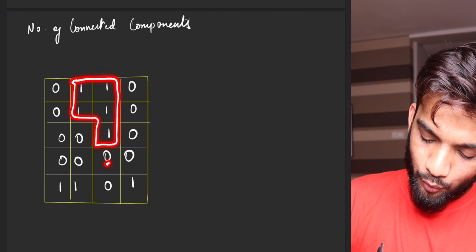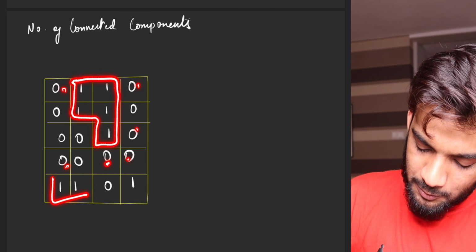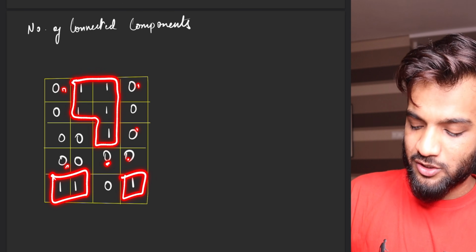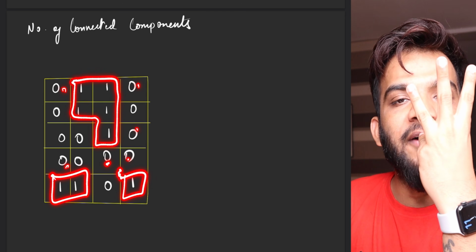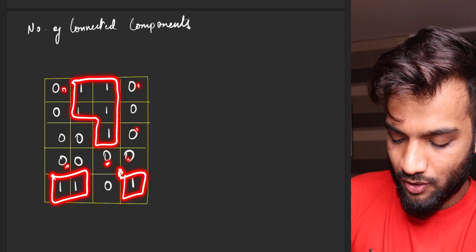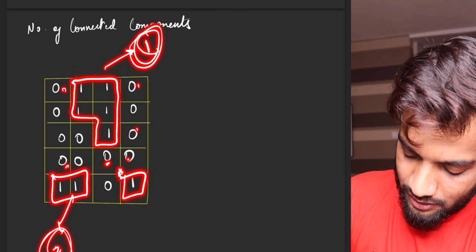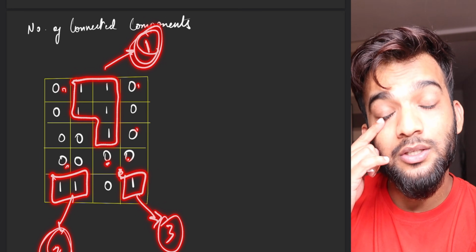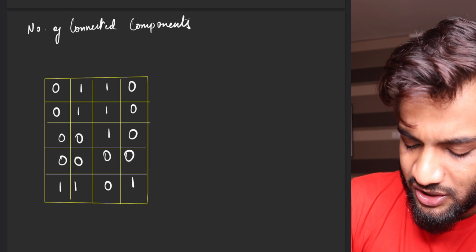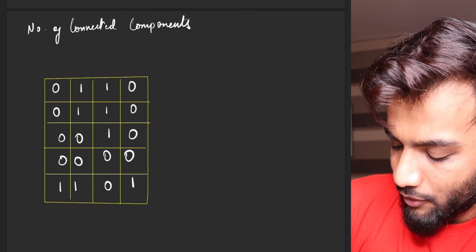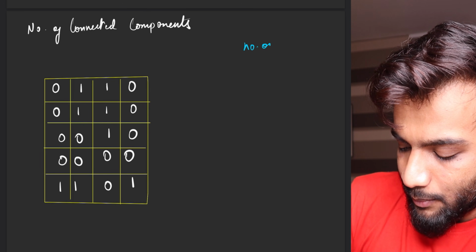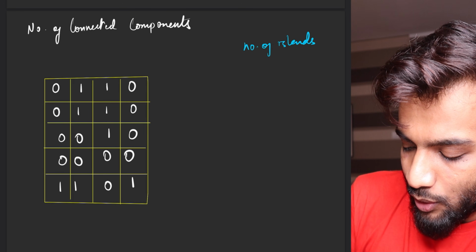And then there is water, water, water. And then this piece of land is connected, and this piece of land is connected. So apparently I find 3 pieces of land, or 3 islands: first island, second island, third island. So there are 3 islands. The question states, tell me the number of islands if I give you a grid.